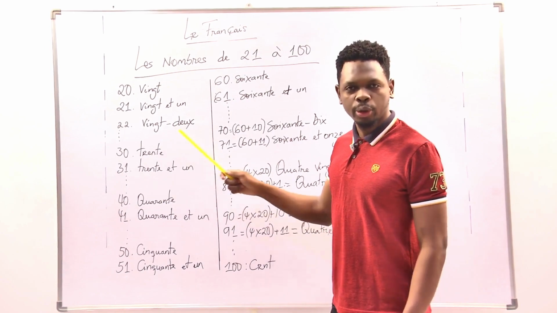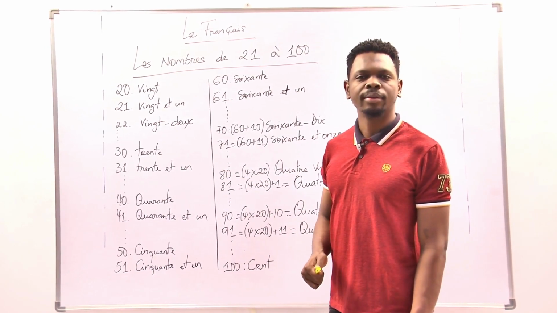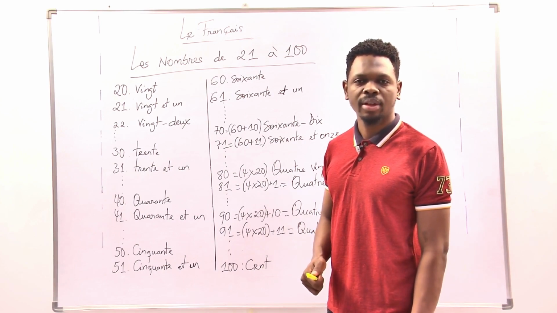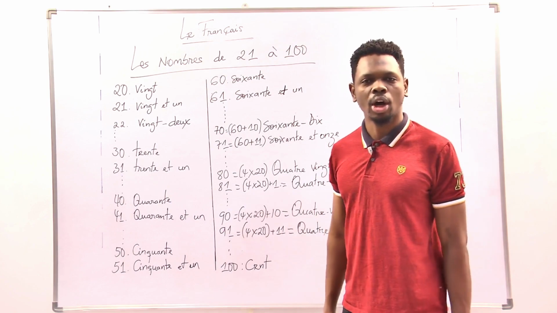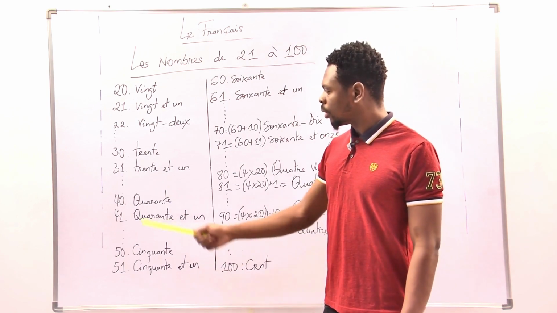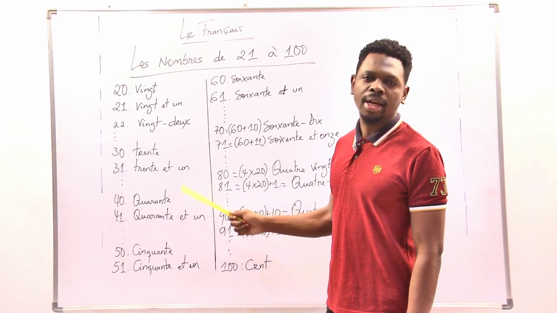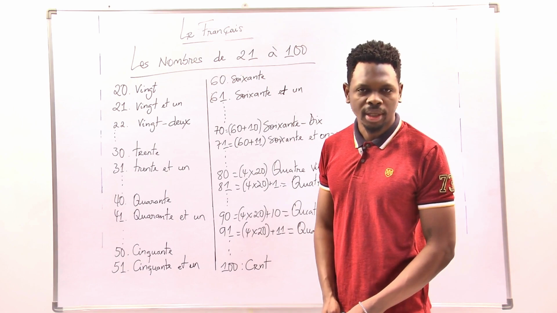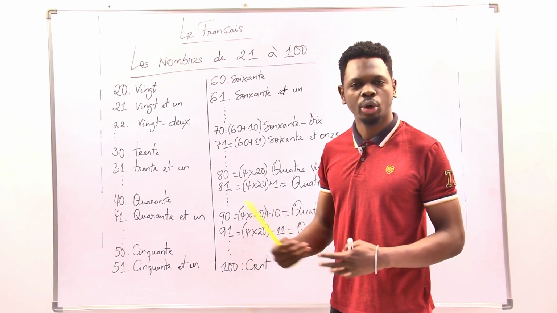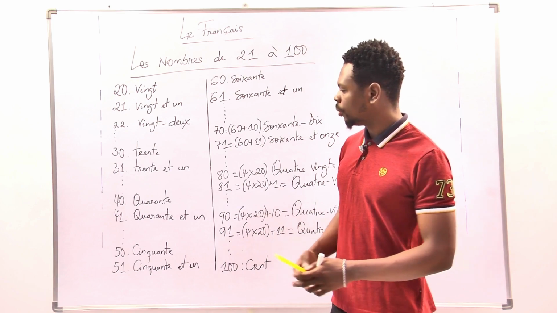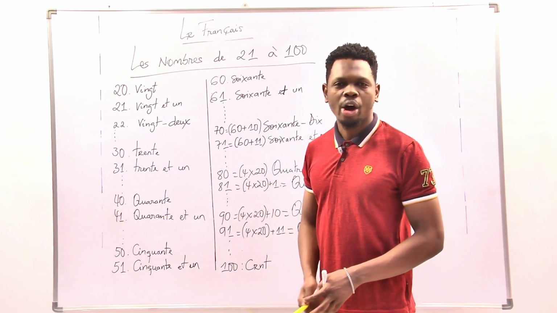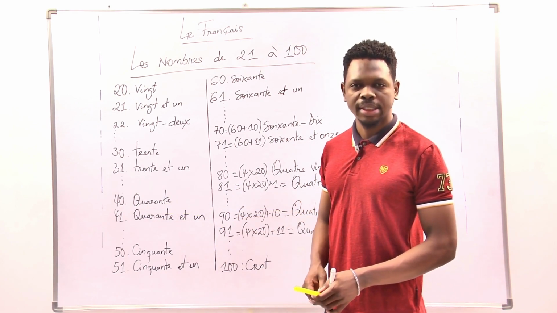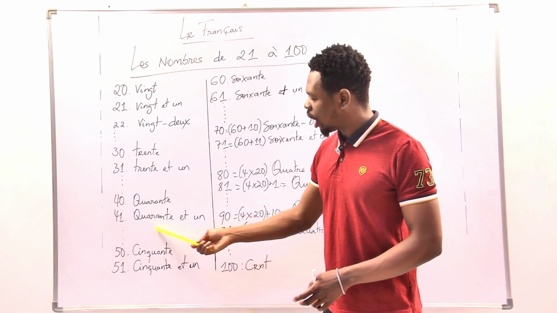We say 22, 23, 24, 25, 26, 27, 28, 29, 30. 30 means 30. We say 31. 31 means 31. We will add the number the same way: 32, 33, 34. We have 40. 40 means 40.